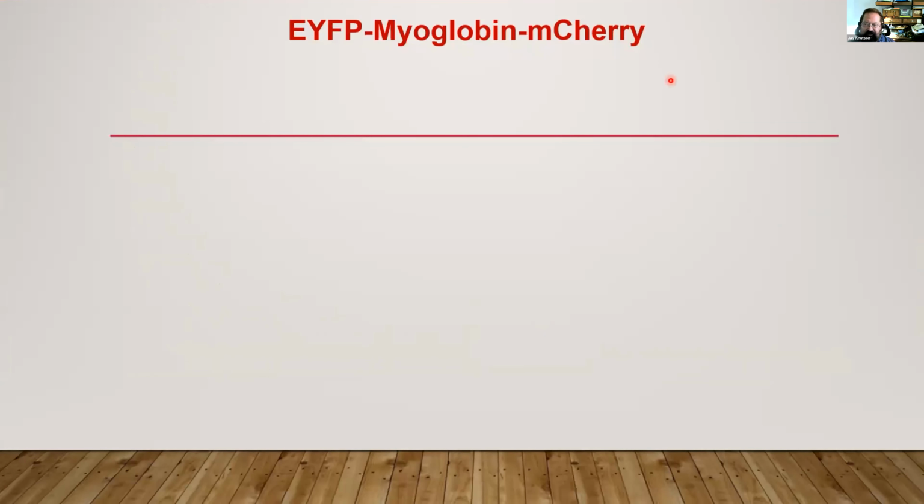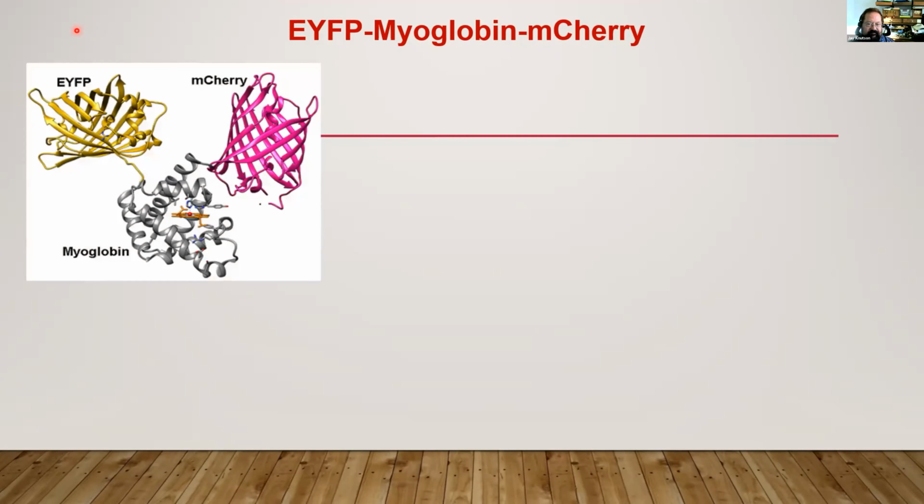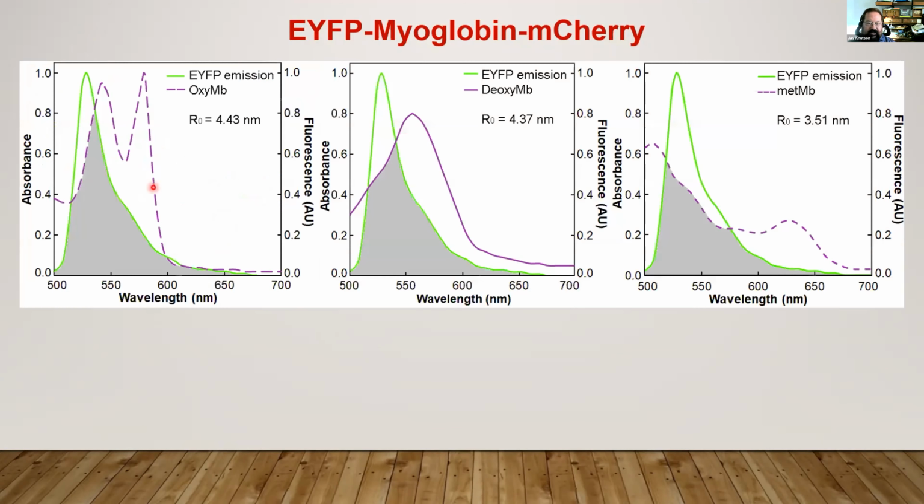So what did we decide to do? Both to defeat the worries we had of an artifact and to try to develop an ROS NO sensor. Well, we looked at other fluorescent proteins, and we noted that EYFP had a spectrum that's sort of in the middle of this changing region of oxy-deoxy.